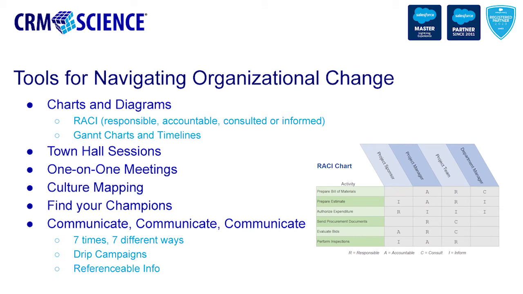So a RACI chart. RACI is an acronym, right? So it's responsible, accountable, consulted, and informed. And so what a RACI chart lays out is for every decision that needs to get made, or every function that needs to get done, who is responsible, accountable, consulted, and informed.